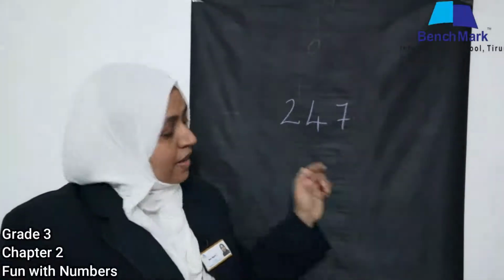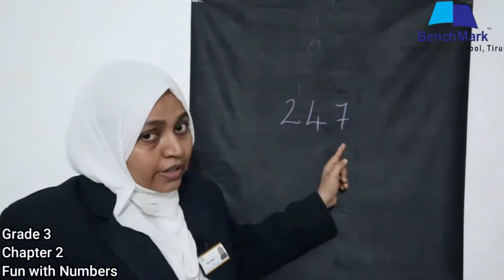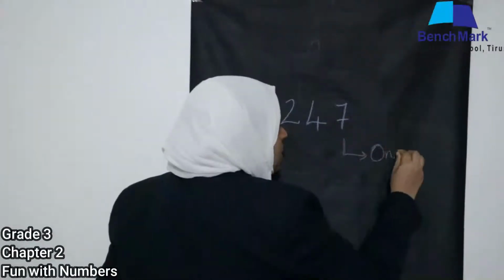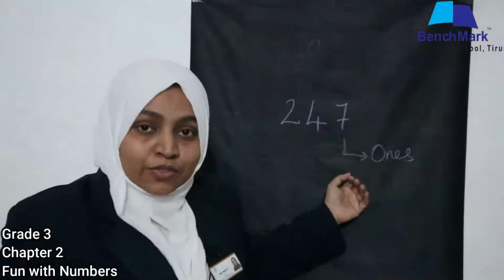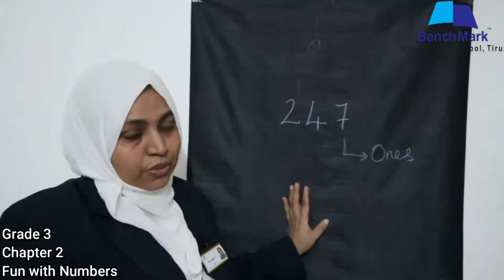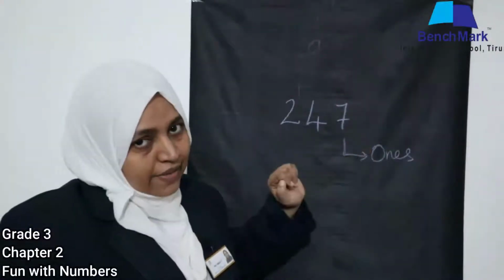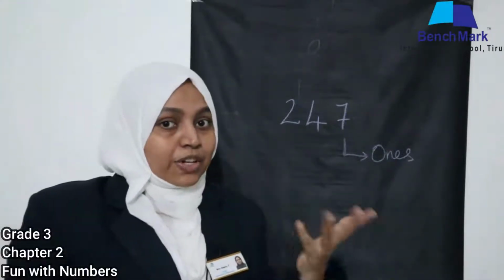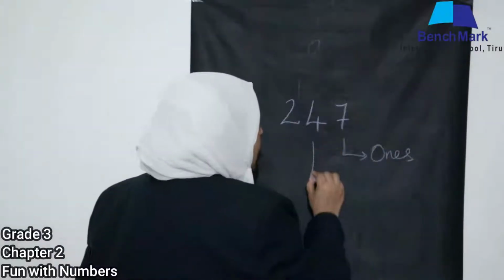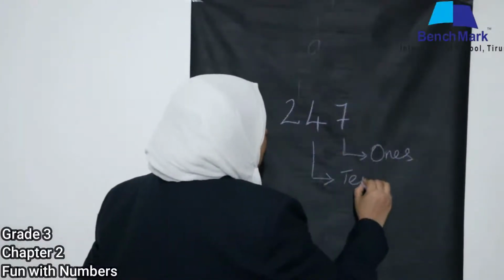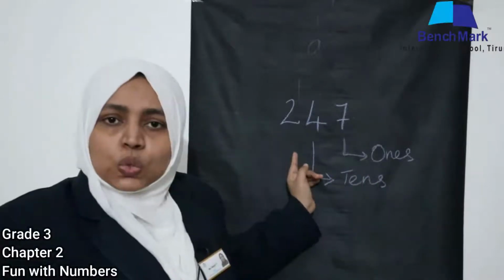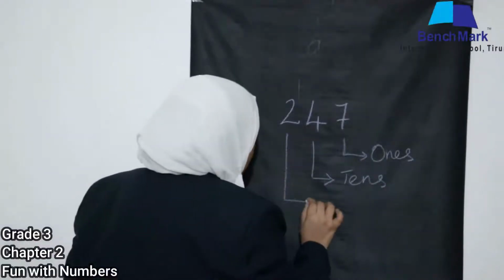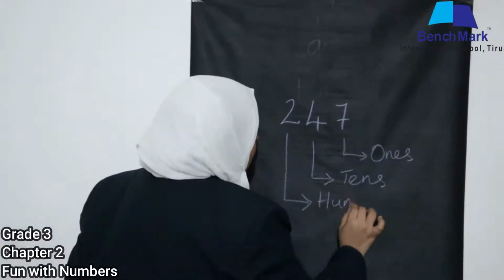247. So already we know the place of the 7, it is ones or units. The place of the last digit is always ones or units. And 47 means 40. 40 means 4 tens. So 4 is in tens place. And in 247, the place of 2 is hundreds.